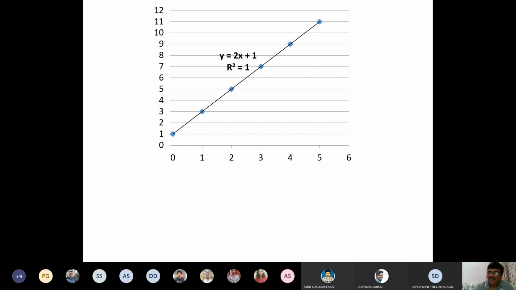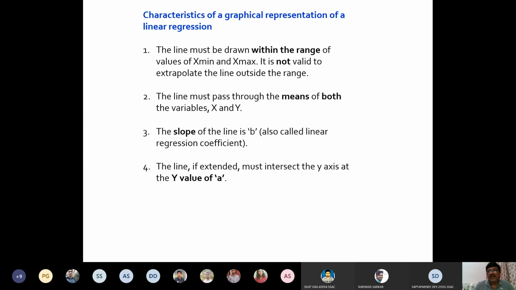So please try to understand this picture. And then there are certain characteristics of this graphical representation. Please pay your kind attention more now. From this section, many types of quiz questions are asked in your competitive examination. So just be a little more attentive now to see the characteristics of this graphical representation.